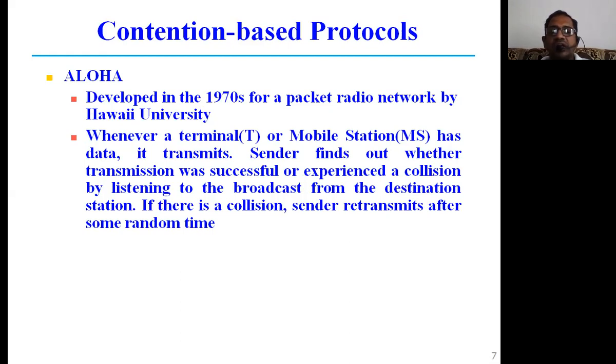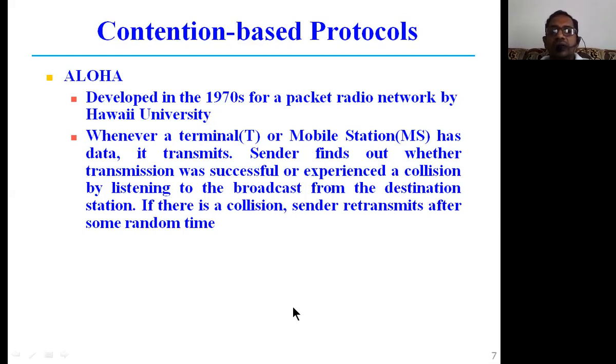Okay, so I just wanted to give a gist of the Aloha protocol before we stop our session here. So what is the Aloha protocol? The Aloha protocol was developed in the 1970s, especially for a packet radio network, by the Hawaii University.